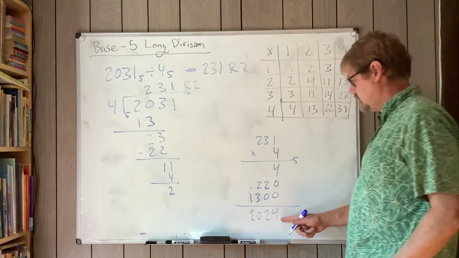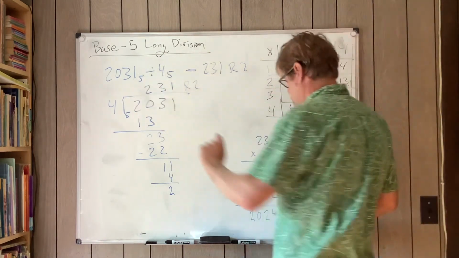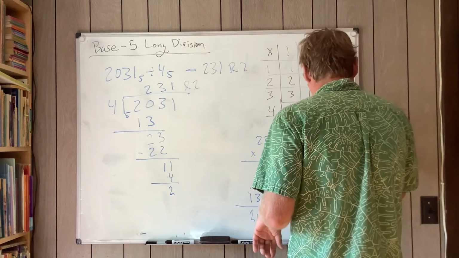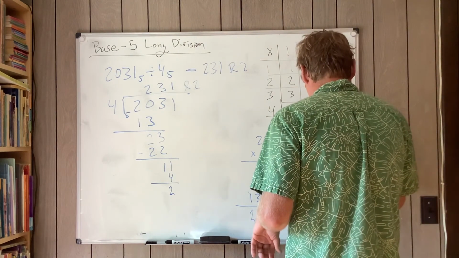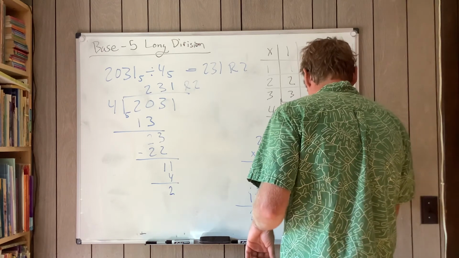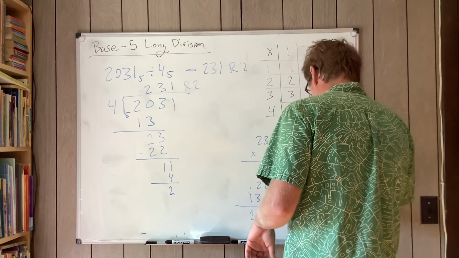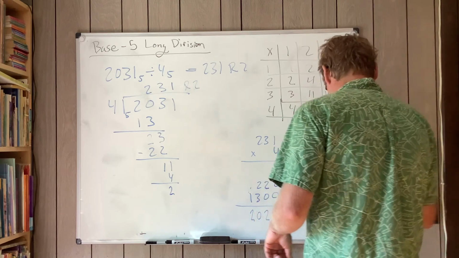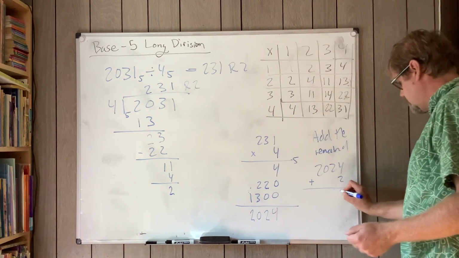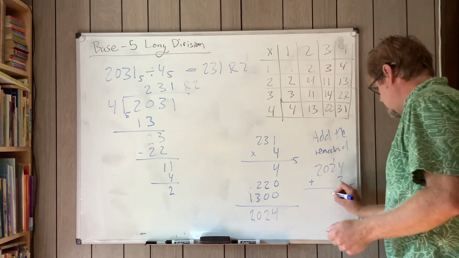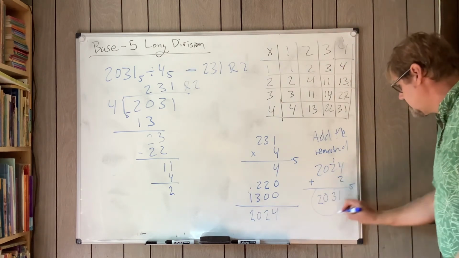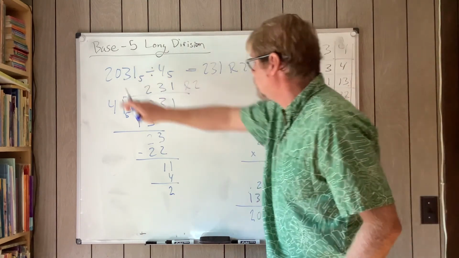Now, wait, that's not what I got there. So don't forget, add the remainder. 2024 plus 2. 4 and 2 is 6, which is 1 penny and 1 nickel. 302. Okay, so there is the same as that.